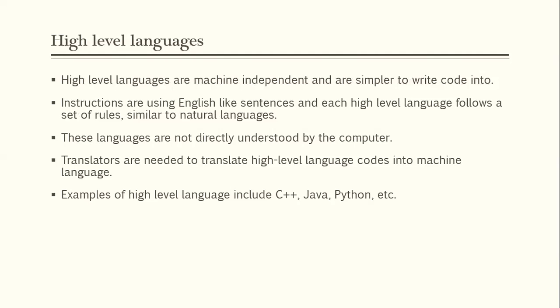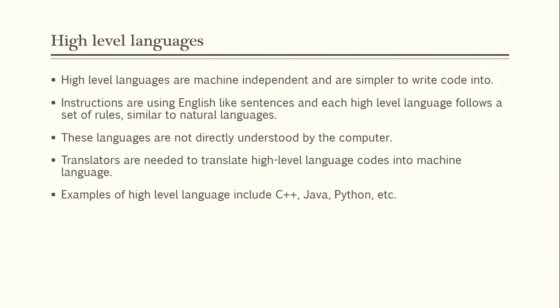Then came high level languages. High level languages are machine independent. That means they will run on your computer and my computer. And they're also simple to write code in. But what's the problem with it? The computer cannot read a high level language. Now, instructions are written using English words, and each high level language follows a set of rules similar to natural languages.